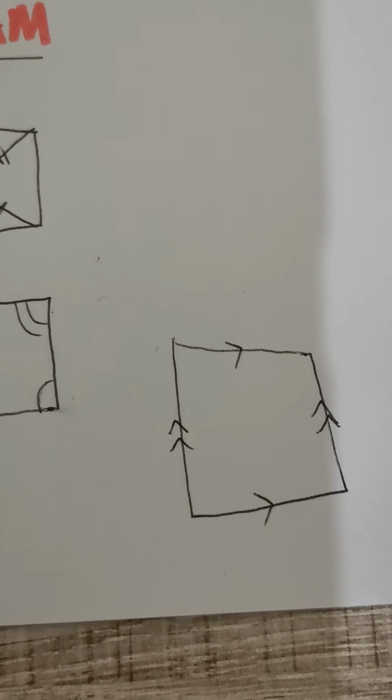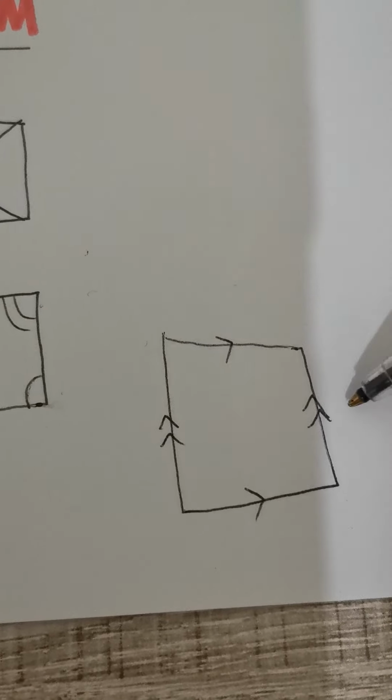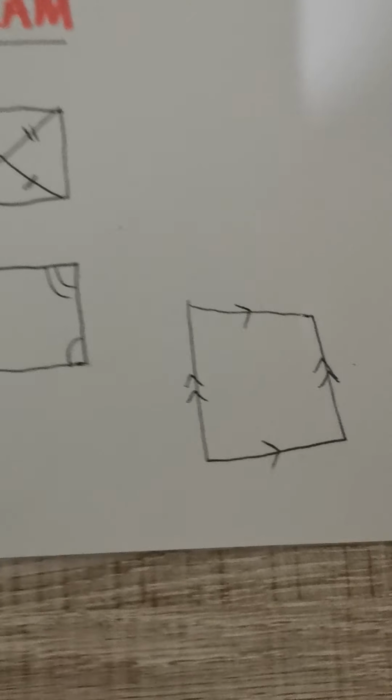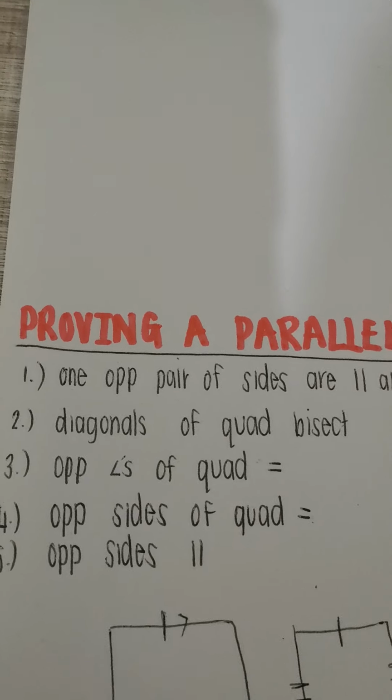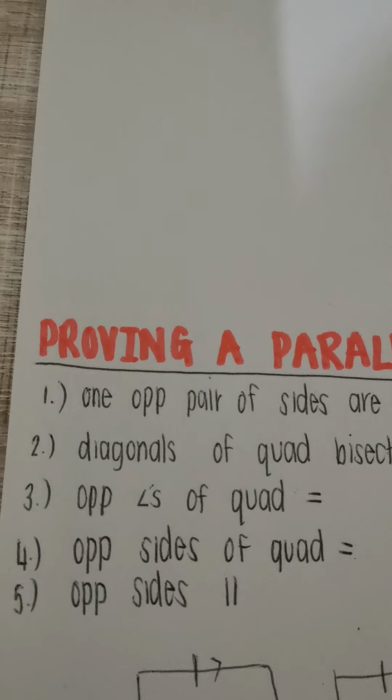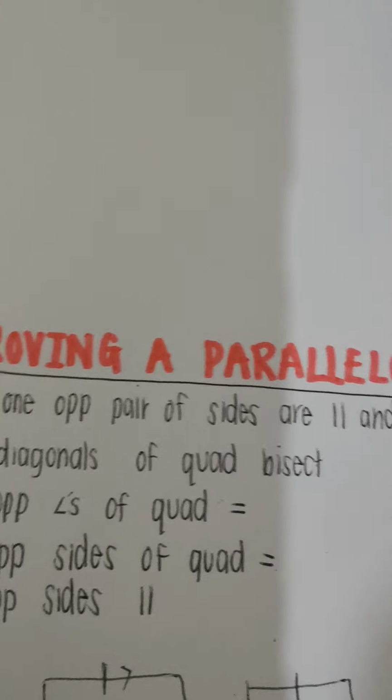You can conclude that this is a parallelogram because opposite sides are parallel. So this is very important that you know these 5 properties over here on how to prove that something is a parallelogram. Now let's take this knowledge that we have and actually answer a question.